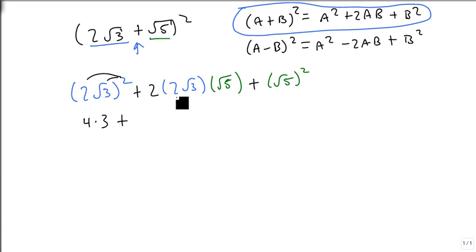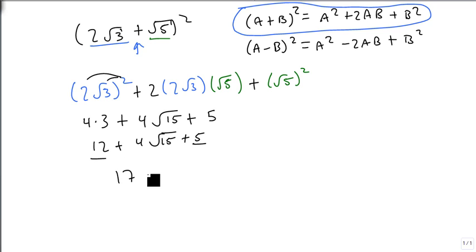Now we multiply. 2 times 2 is 4. Square root of 3 times square root of 5 is 4 root 15. And finally, square root of 5 squared is 5. Well, 4 times 3 is 12. And now we combine like terms. The 12 and the 5 combined is 17, plus 4 root 15, and we have our answer. We also could have FOILed this, and we would have been just fine for having done so.